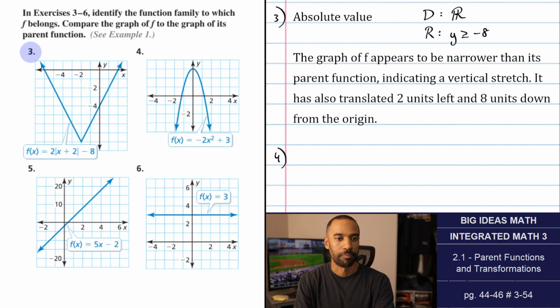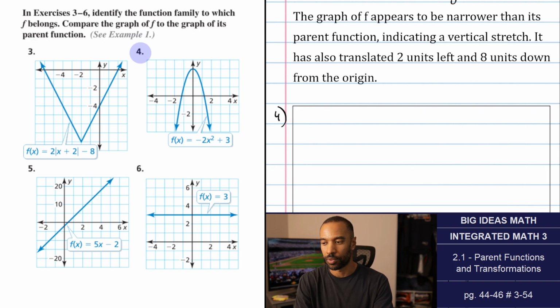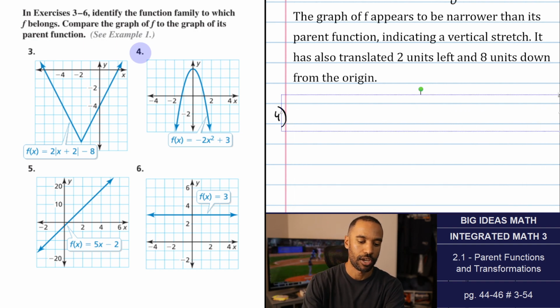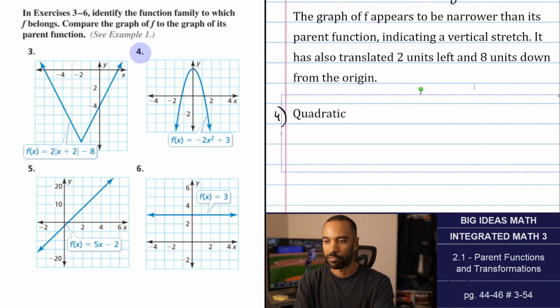So let's move on to number 4. So we're not graphing these just yet, right? Now number 4, and they give you the equation, and I don't know if based on the equation you're supposed to know what kind of thing it is, but also the visual. Number 4 is a U shape, and based on the equation being x squared, you'd want to know that this is a quadratic function. It's a quadratic function being a U shape.